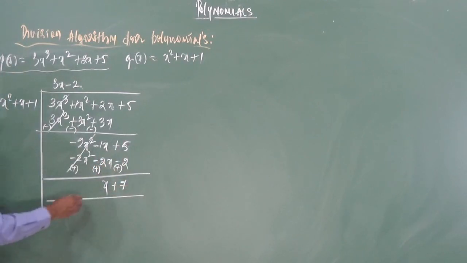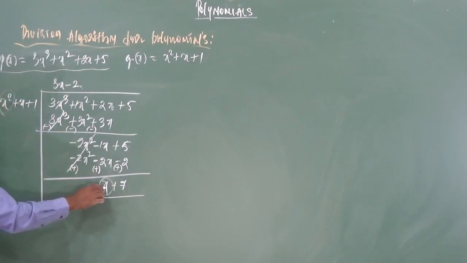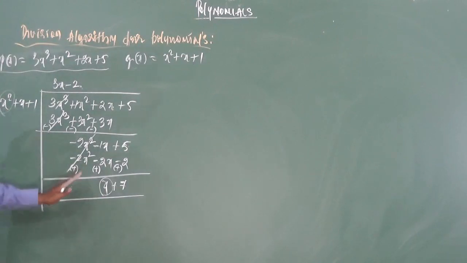So here when you compare the degree of this first term with the degree of the divisor, the degree of the remainder has become less than the degree of the divisor. Therefore the division process stops here.